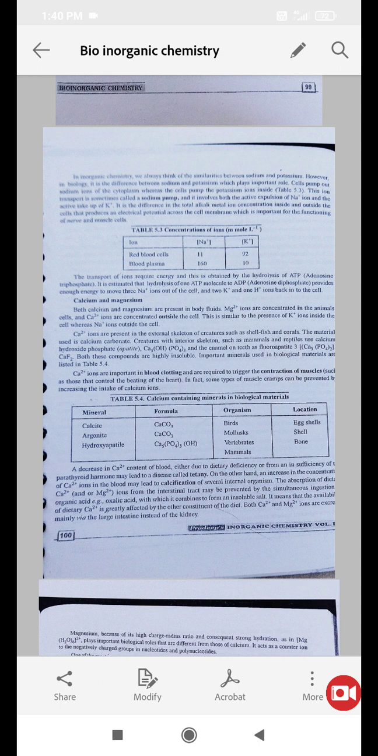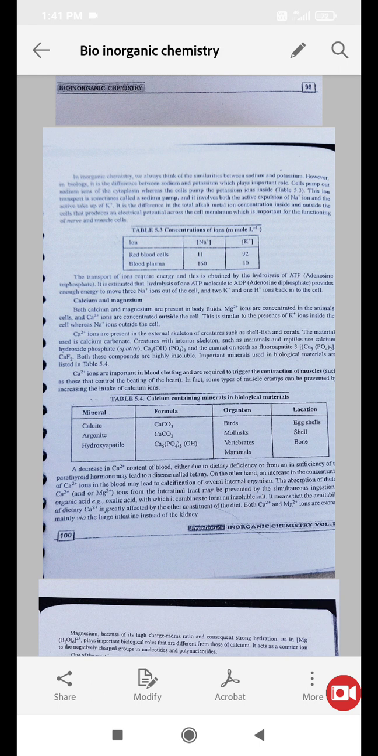Calcium 2+ ions are important in blood clotting and are required to trigger the contraction of muscles, such as those that control the beating of the heart. In fact, some types of muscle cramps can be prevented by increasing the intake of calcium ions. Table 5.4. Calcium containing minerals in biological materials. Minerals, formula, organism and locations.